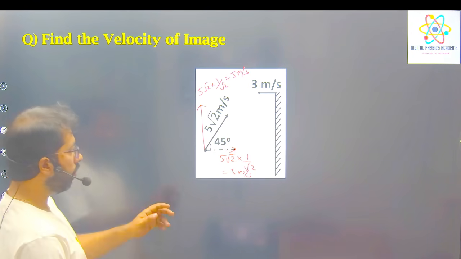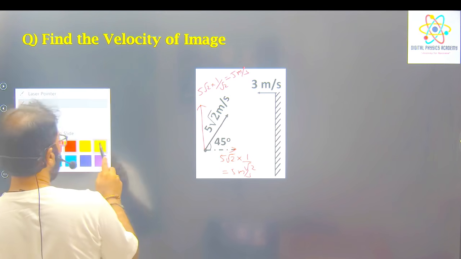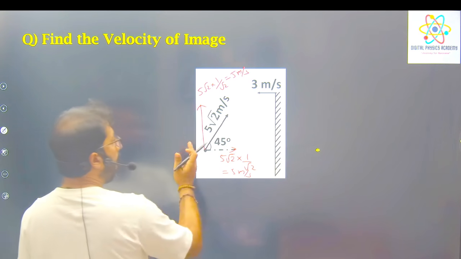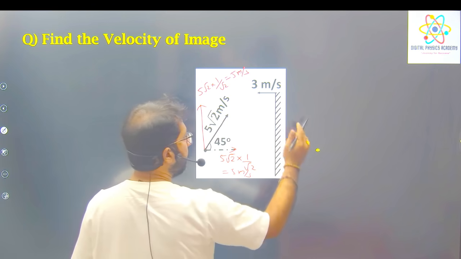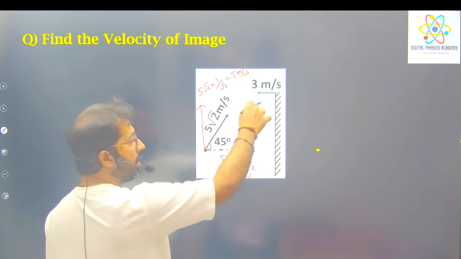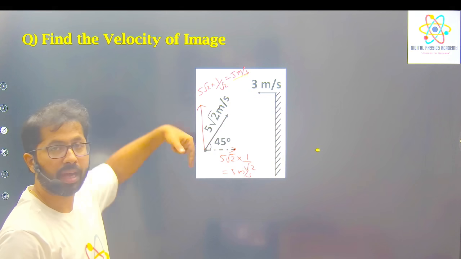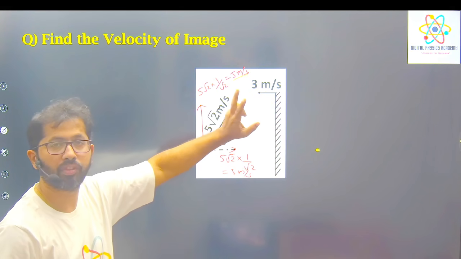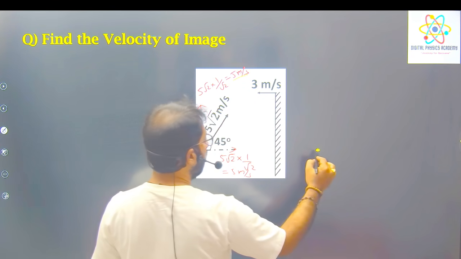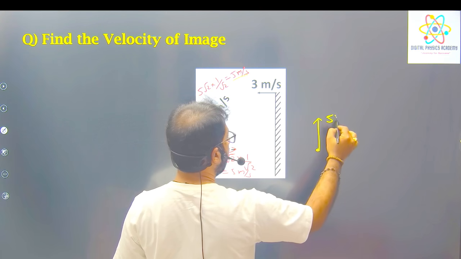Okay. Now coming to the image. Now tell me, parallel velocity will be the same as that of the image only. So how much is it going in parallel? Irrespective of the mirror, the mirror can move here or here, the parallel velocity will be the same as the velocity of the image. So it is 5 meters per second. The image will also go at 5 meters per second.